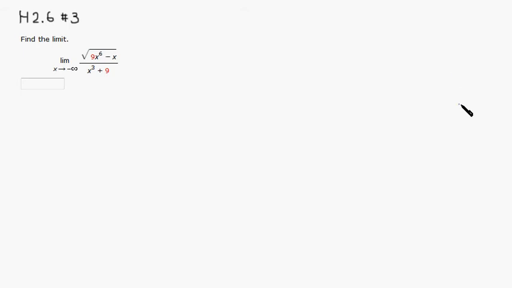If you plug in negative infinity for x, the numerator is going to go to negative infinity plus 9, so it's going to be negative infinity. Then in the denominator, negative infinity to the 6th power is positive infinity, minus negative infinity, so plus infinity. So the top is actually going to positive infinity. Infinity over infinity is inconclusive, so we have to do something about it.